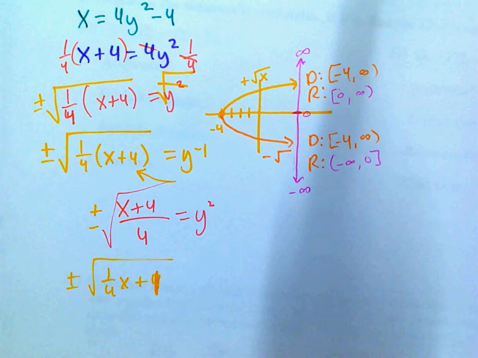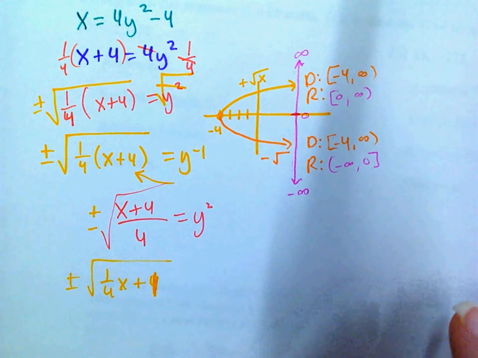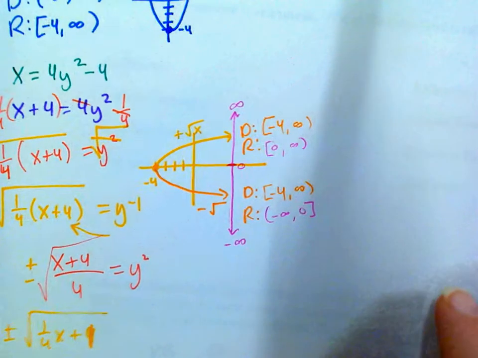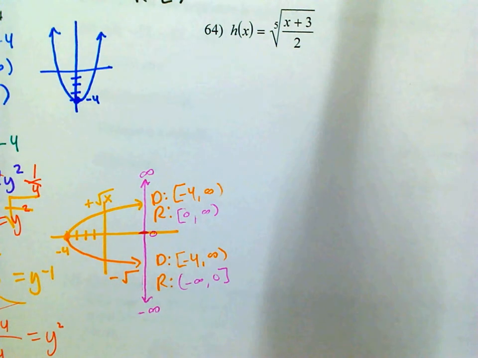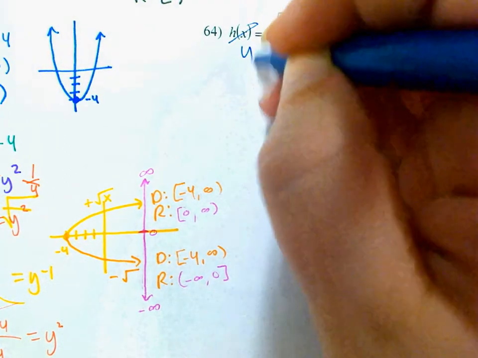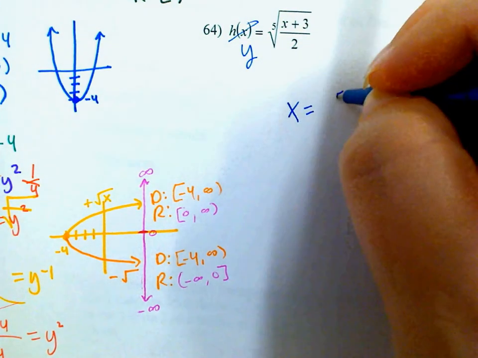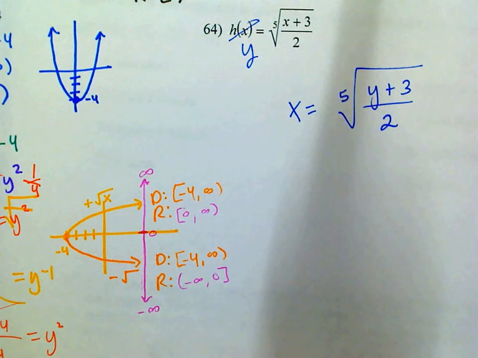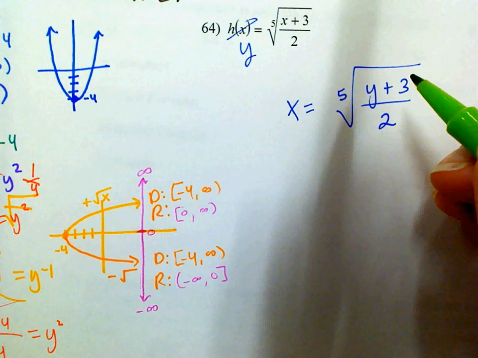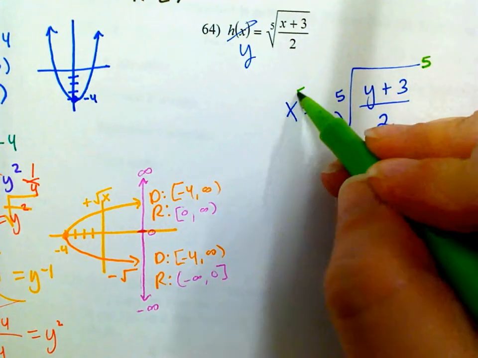All right. Now, number 64. We don't have to do domain and range, right? We just got to find the inverse. So, if I let that be y, then x equals the 5th root of y plus 3 divided by 2. All right, first step. What's the inverse of the 5th root? The 5th power. So those cancel each other out, and I'm left with x to the 5th equals y plus 3 divided by 2.